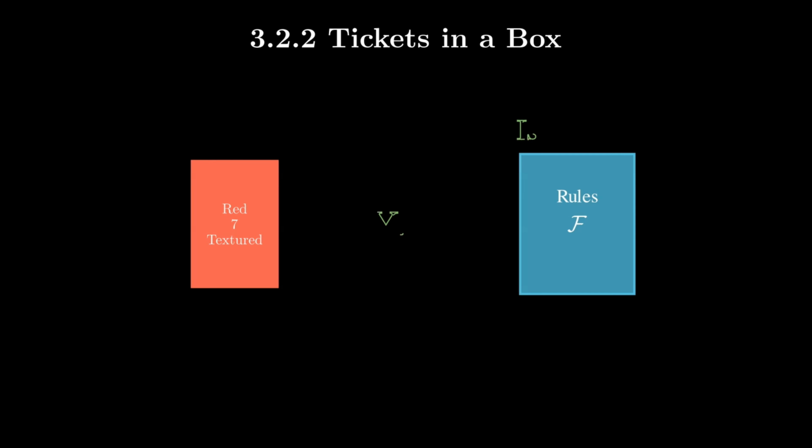If the event A, all red tickets, is in F, you can ask, is the ticket red? And receive a definitive yes or no. If the event B, all textured tickets, is not in F, the question, is the ticket textured? is meaningless in this system. The information is opaque to you.